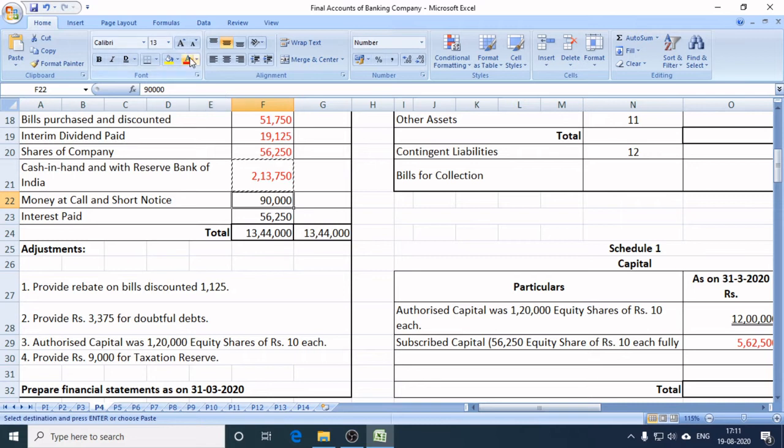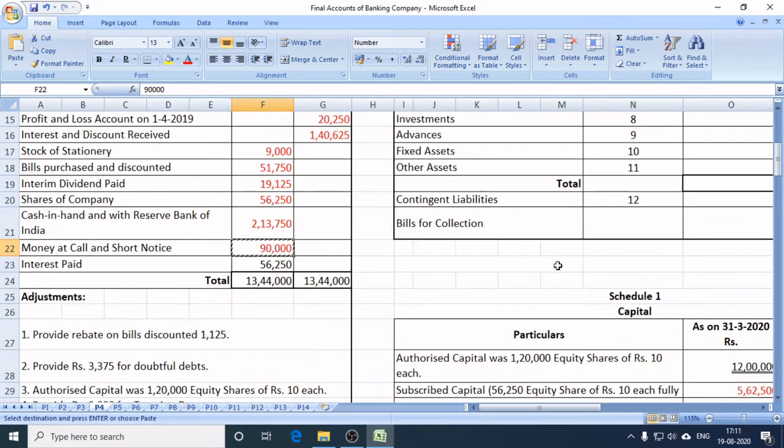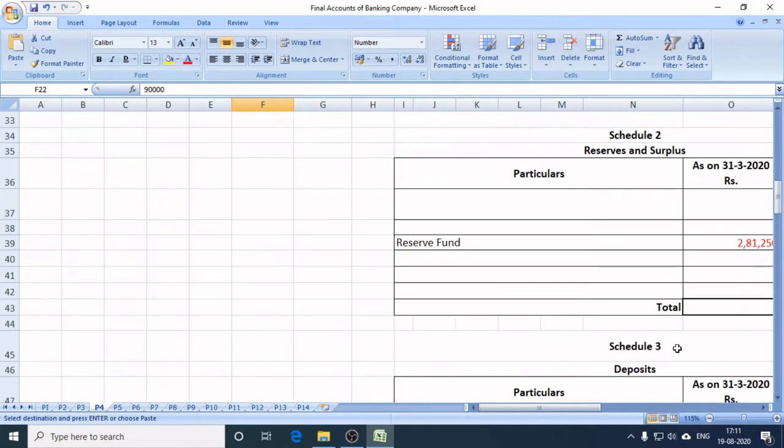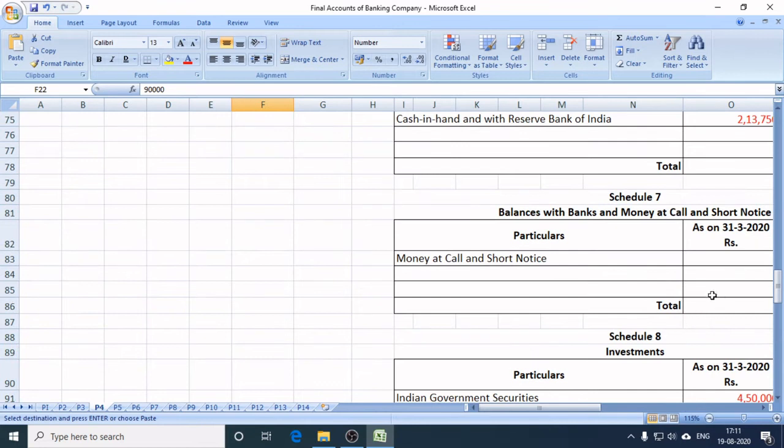Now next in the problem is money at call and short notice. Now it has also debit balance, and it comes under schedule number 7, balances with banks and money at call and short notice. Actually, money at call and short notice are nothing but the interbank loans. If loan is given for 1 day, then it is known as money at call. If loan is given on condition that whenever it is to be called back, at least 3 days notice should be given, then in such a condition, it is known as money at short notice. So it is an asset of a bank and it comes under schedule number 7, that is balances with banks and money at call and short notice.